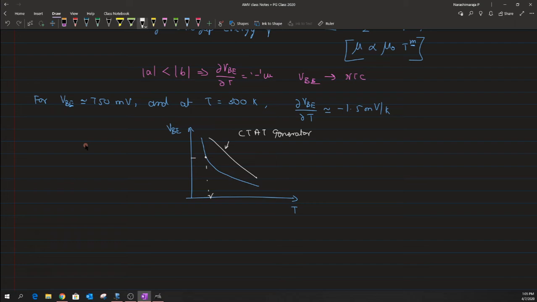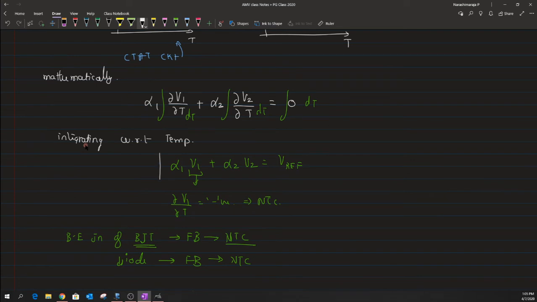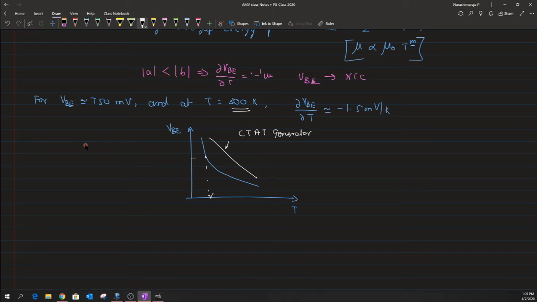Now, how does this impact our equation? When we look carefully into this equation, the value of V1 is now being replaced with VBE, and that VBE will have a value of minus 1.5 only at a particular value of temperature and for a given value of VBE. So basically at these two intersection points, we have dou VBE with respect to dou T as minus 1.5 millivolt per Kelvin.